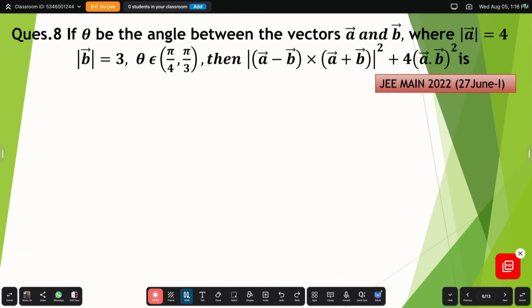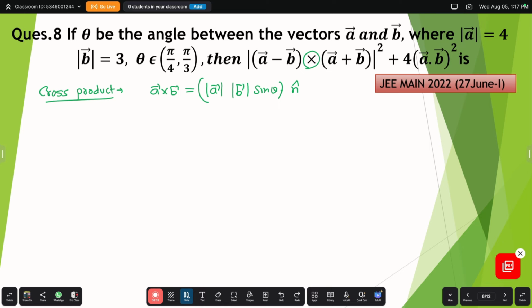Question number 8. If you observe, this is related to cross product. So you should know the information about cross product. What is cross product? A cross B is given by mod A, mod B, sin theta and n cap.